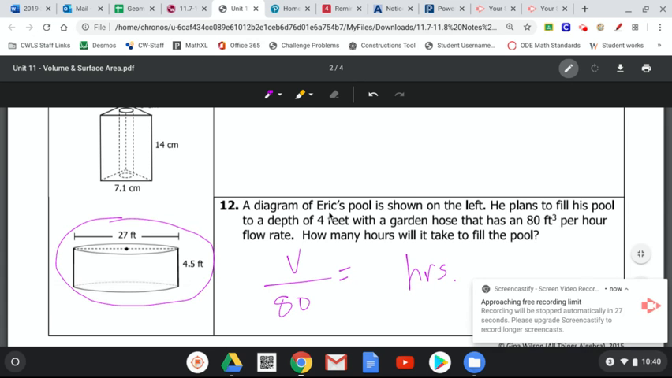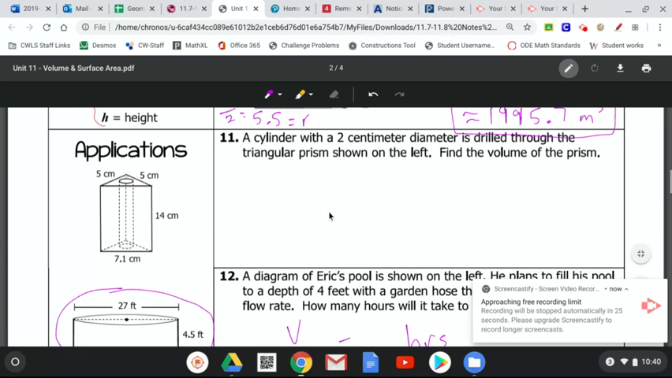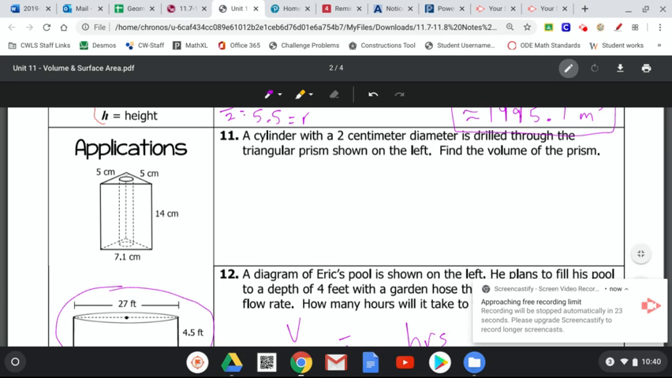It looks like we are running out of time, but like I said, I want to look through number 11 and we will do that one together. So it tells you that you have a cylinder with a 2 centimeter diameter drilled through the triangular prism shown to the left. Find the volume of the prism. Okay, find the volume of the prism. So to do this one, we're going to have to use both the cylinder and triangular prism formulas.